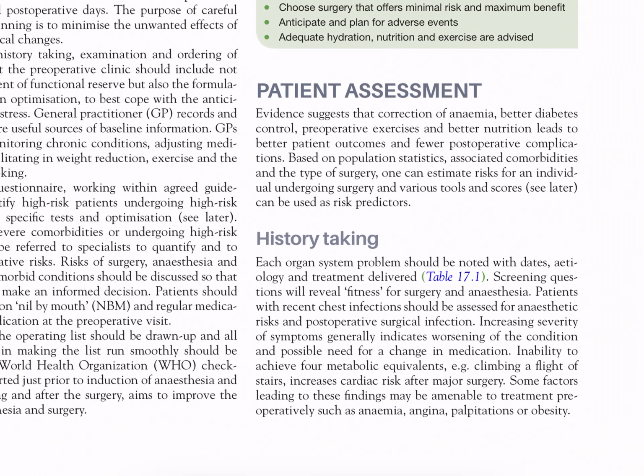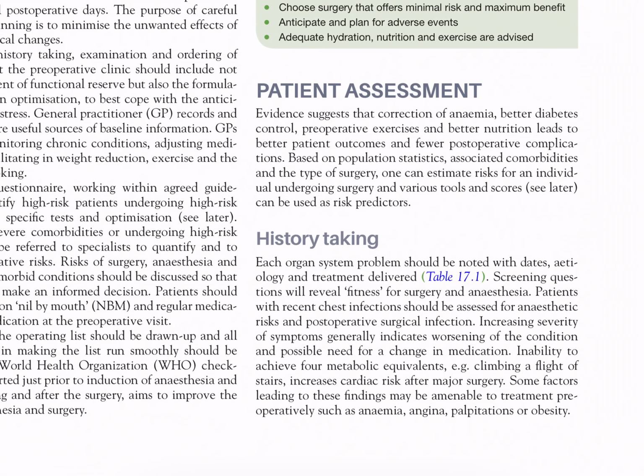History taking. Each organ system problem should be noted with dates, etiology, and treatment delivered. Screening questions will reveal fitness for surgery and anesthesia. Patients with recent chest infection should be assessed for anesthetic risks and post-operative surgical infection. Increasing severity of symptoms generally indicates worsening of the condition and possible need for a change in medication.